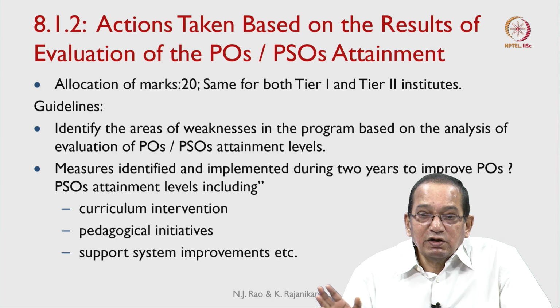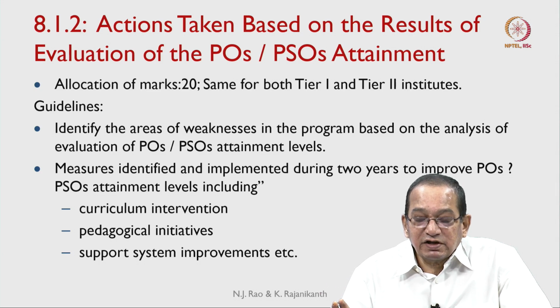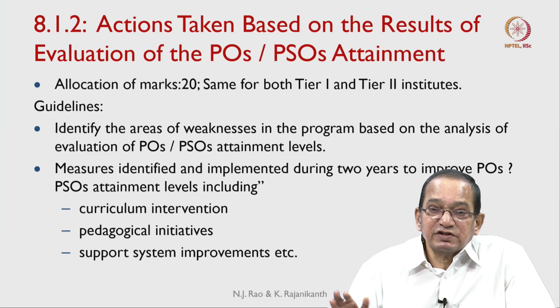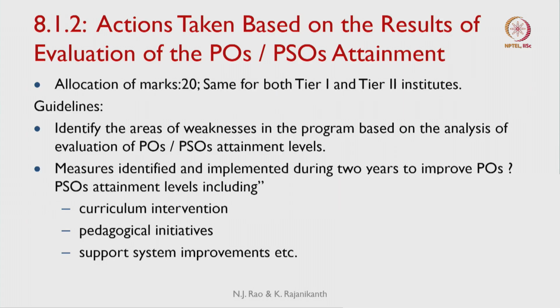So, one batch, full batch, for that PO, PSO is calculated, and the attainment improvement plans are for the next batch of students. So, there is a difference between the action plan for CO improvement and action plan for PO, PSO improvement. The allocation of marks is 20, again same for tier 1 and tier 2.